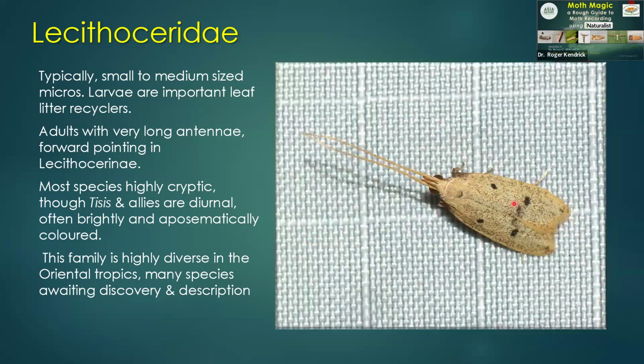Another typical example, this is a Lecithocera species, typical dull brown. Unlike the Oditidae, a single spot in the middle, and then another single spot with the dorsal joint smudge, if you like, towards the tornus. So not double spot, but single spot, and the antennae pointing forwards.